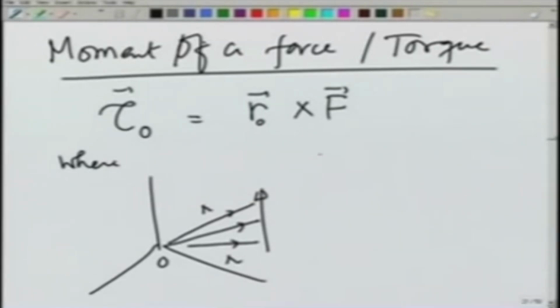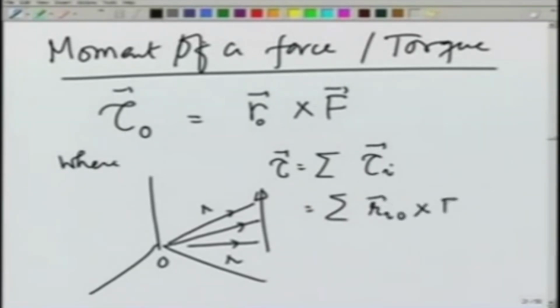If there are many forces, then the total torque is going to be equal to the sum of all these torques, which is going to be summation r_i O cross F_i. Let us see that through an example.